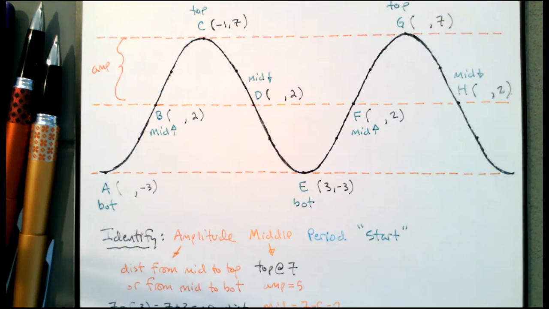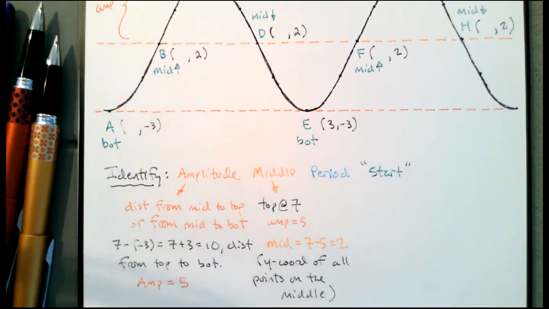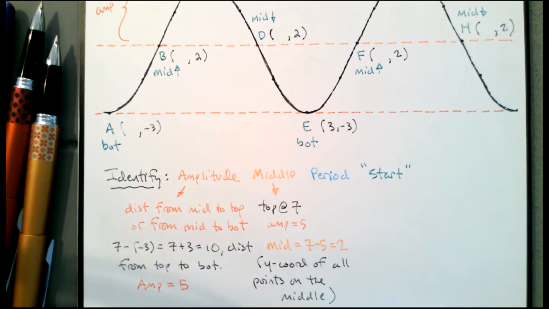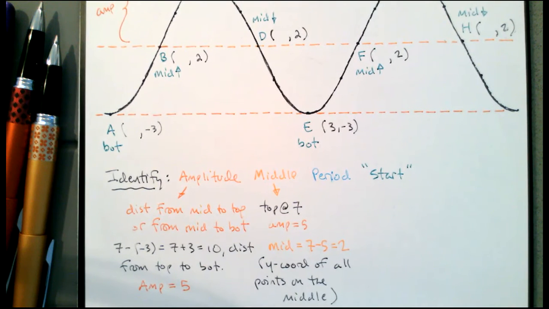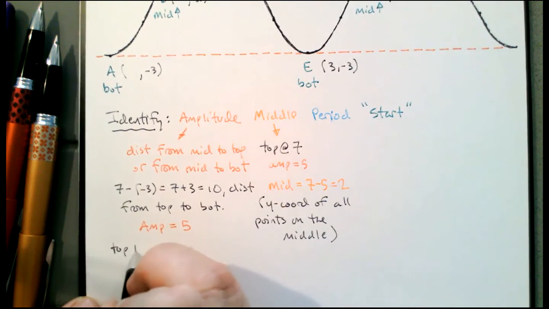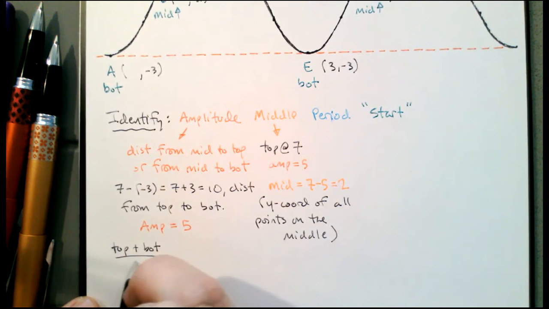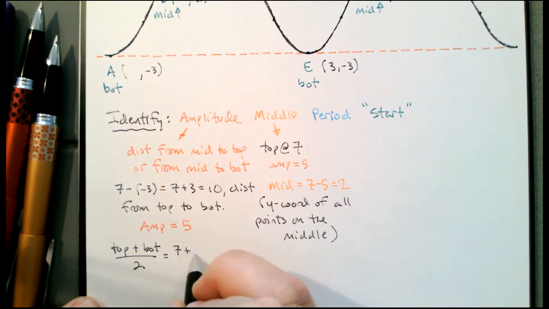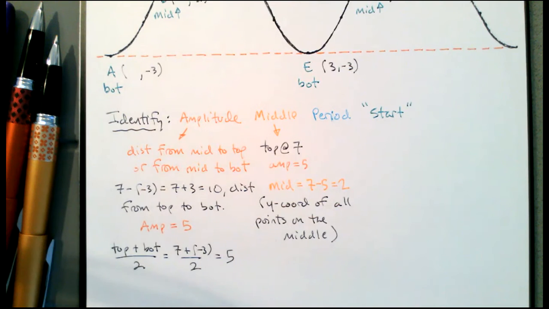Top's at 7, the bottom's at -3. If we just average those two, that'll tell us what the middle is. So we can also just find the average of the top and the bottom. Seven plus -3 over 2 is equal to 5. And that will tell us the amplitude.